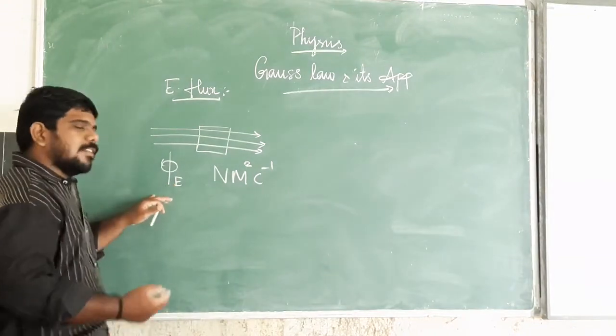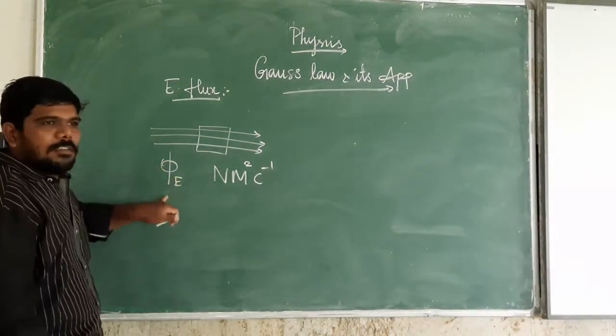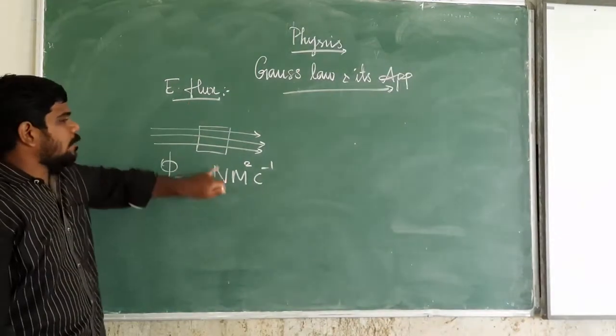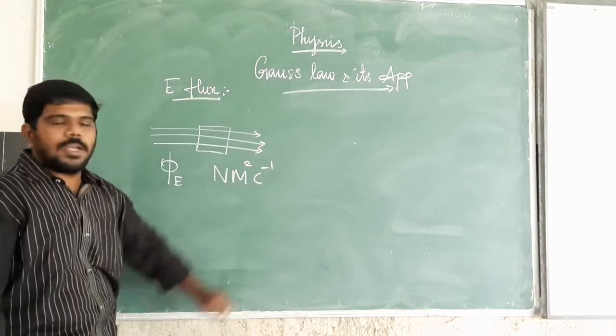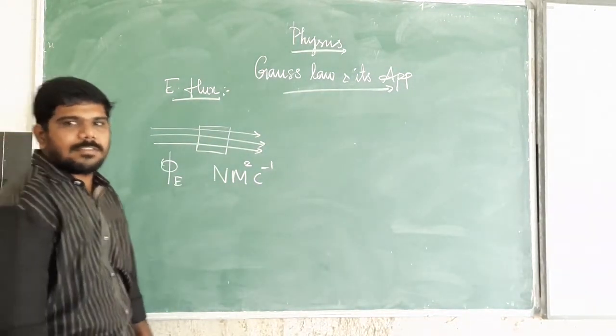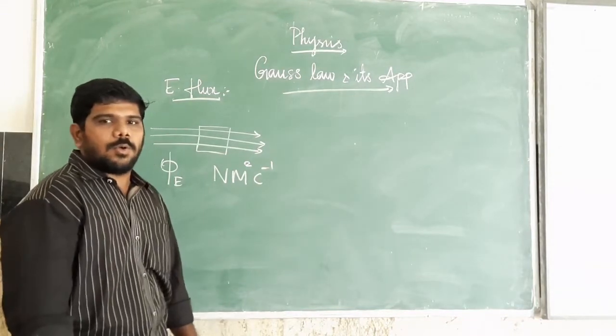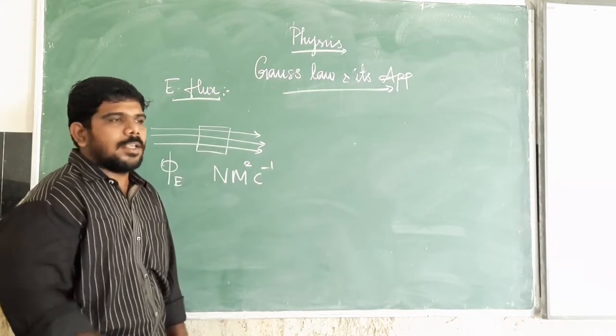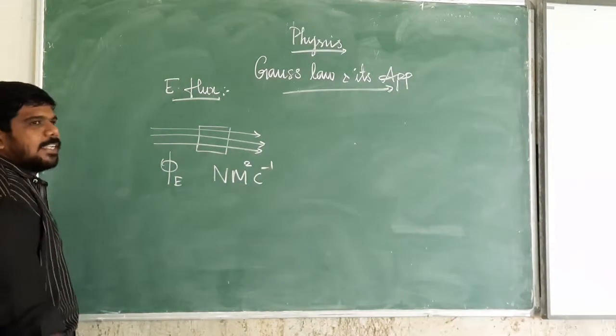The symbol of electric flux will be phi of E, and the unit of electric flux will be Newton meter square per coulomb. What is that? The unit of electric flux is Newton meter square per coulomb. Clear? Clear. Now the formula for electric flux.